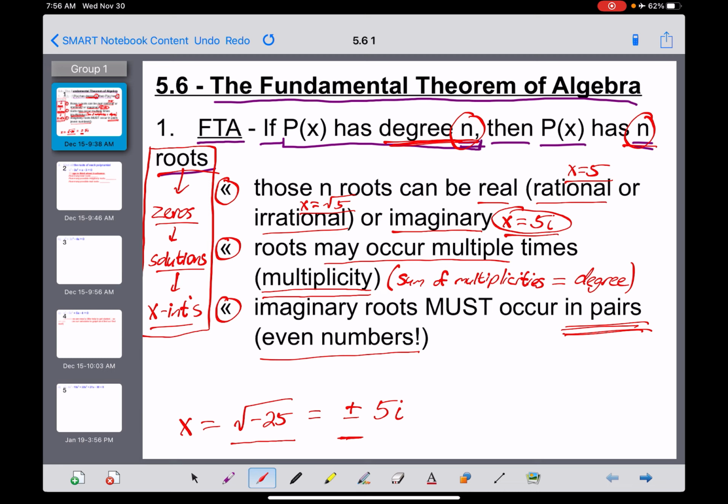Your imaginary numbers, you can have two of them, you could have four of them, but you could never have one or three imaginary roots because 1 and 3 are odd numbers. The number of imaginary roots has to be even. So with all that in mind, let's move on to our first example.